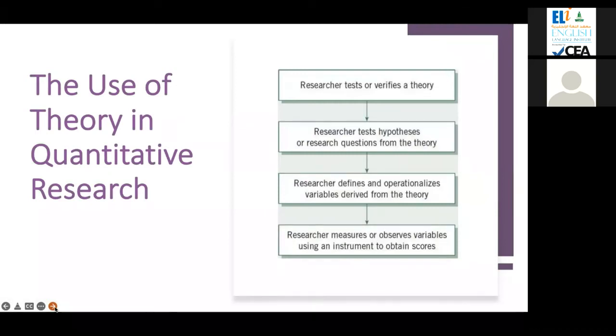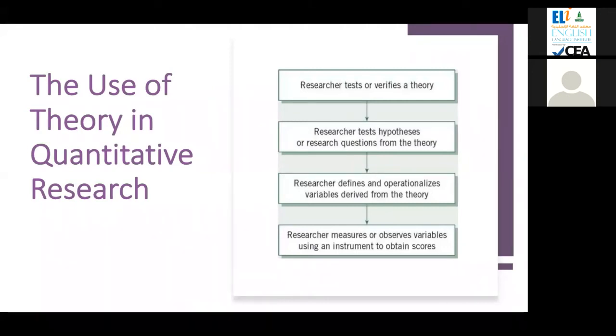So if we just summarize the use of theory in quantitative research, as we said, the key word here is test. So in quantitative research, we test the theory, we test hypotheses, right? So you choose a theory based on your readings, based on what suits your research the most. And then you test hypotheses or predictions that are made under that theory. And then the researcher defines and operationalizes variables derived from the theory, and finally measures or observes variables using instruments to obtain the scores.